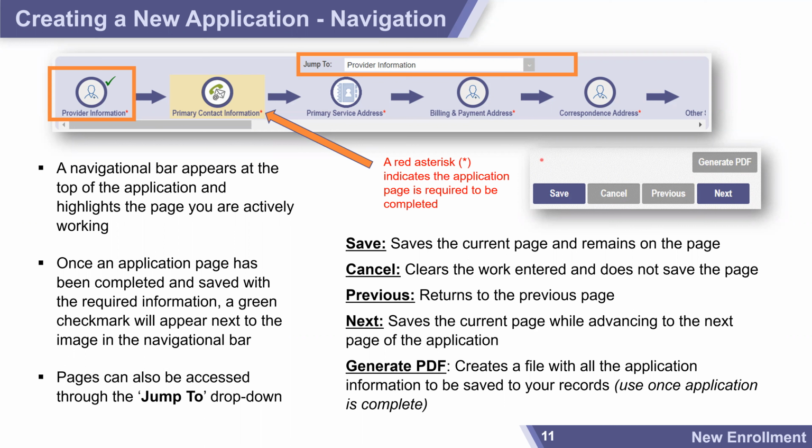Finally, on this page, I want to call your attention to these buttons that you are essentially going to see on every single page. The first one is going to be this save button that saves the current page, but you don't advance to the next one. So you just save it and you stay on the same page that you were on. Cancel is going to clear the work that you put in. So anything that you already typed on that page, it's going to clear it, and then it won't save the page.